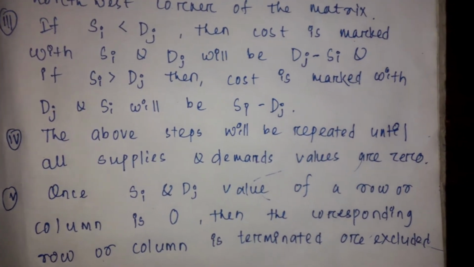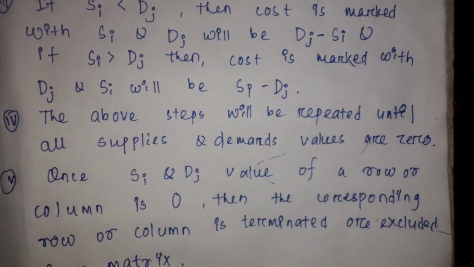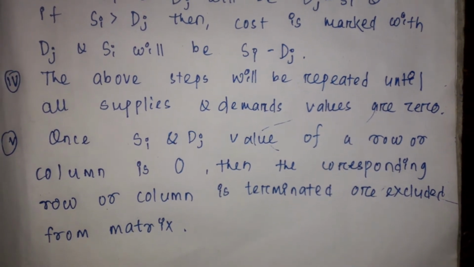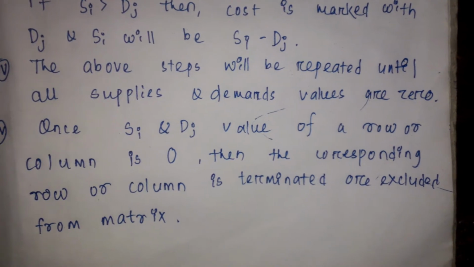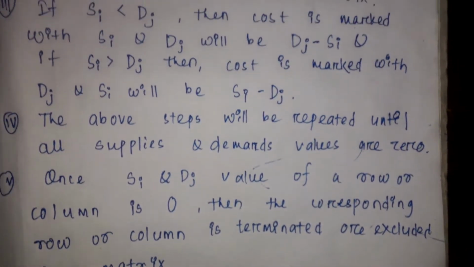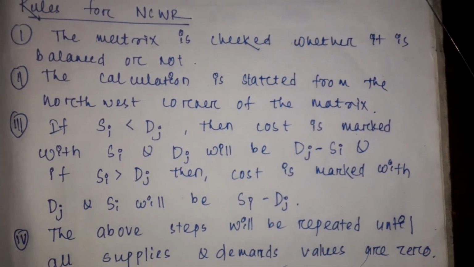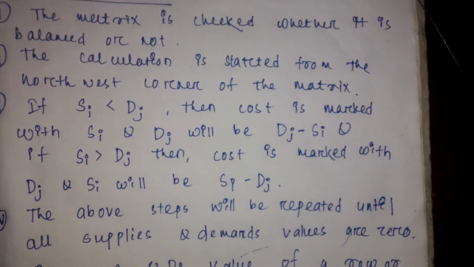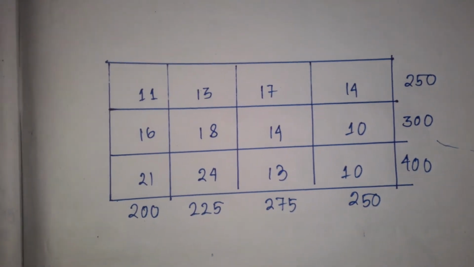The above steps will be repeated until all the supply and demand values are 0. Once the supply or demand value of a row or column is 0, then the corresponding row or column is terminated or excluded from the matrix. Here are the rules we need to follow for the calculation of the initial cost using the NWCR method. Now this is the question that we need to solve.